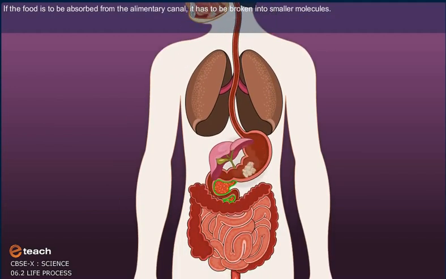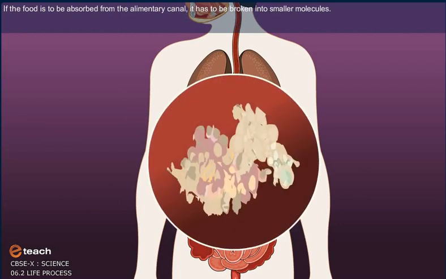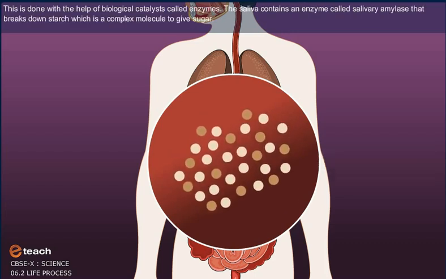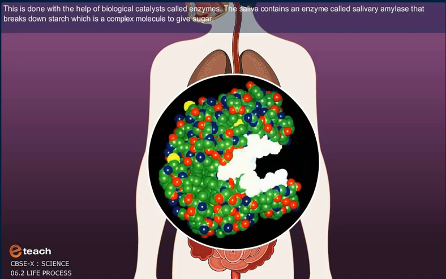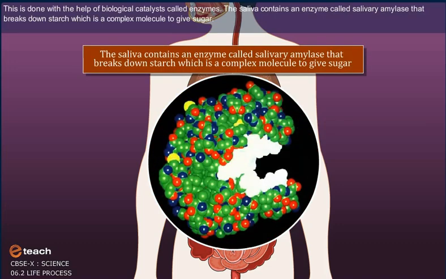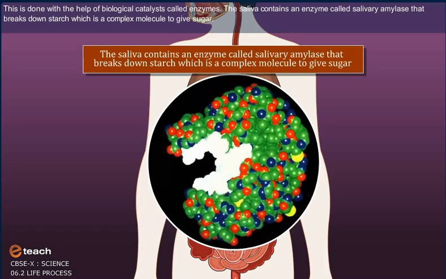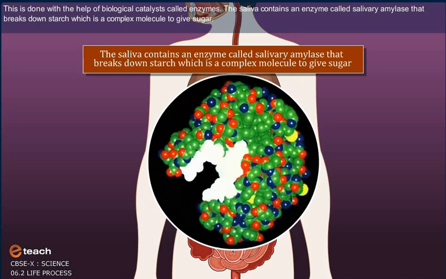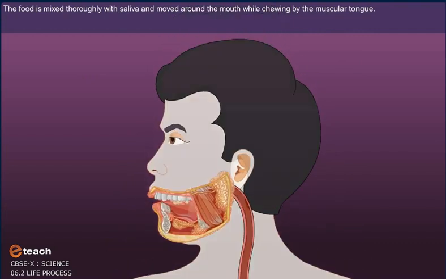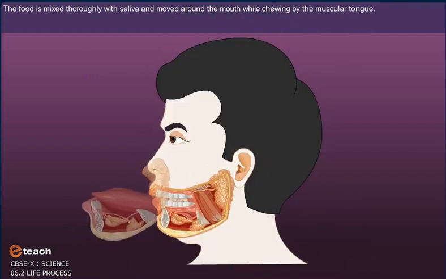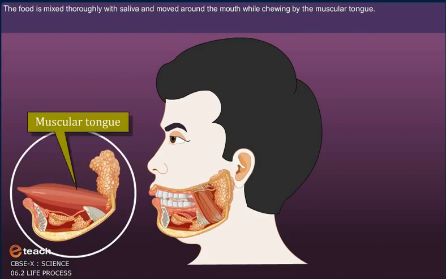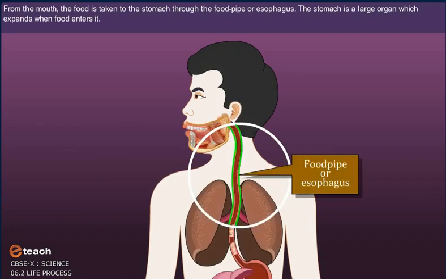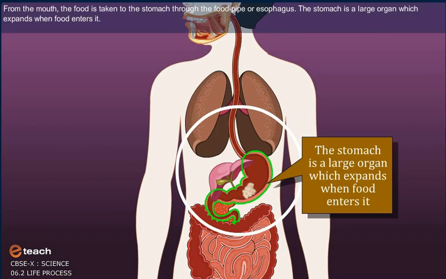If the food is to be absorbed from the alimentary canal, it has to be broken into smaller molecules. This is done with the help of biological catalysts called enzymes. The saliva contains an enzyme called salivary amylase that breaks down starch, which is a complex molecule, to give sugar. The food is mixed thoroughly with saliva and moved around the mouth while chewing by the muscular tongue. From the mouth, the food is taken to the stomach through the food pipe or esophagus.